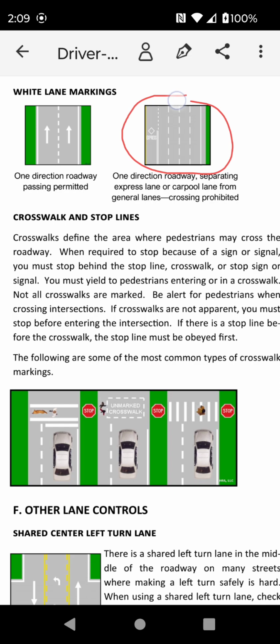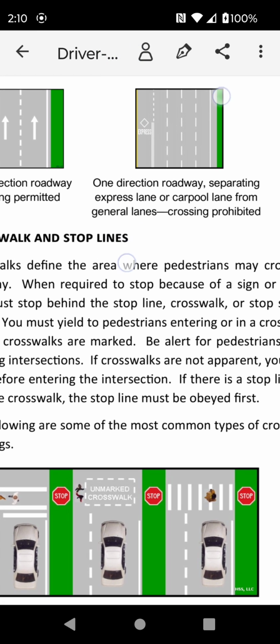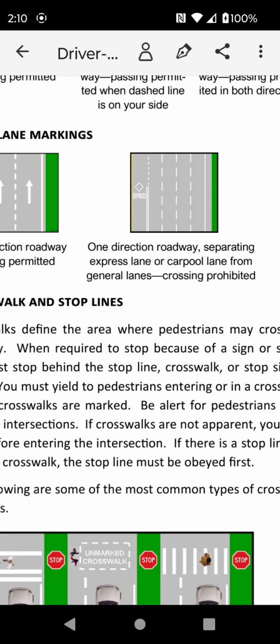Now for this right box right here, we're going to discuss this one. This is one direction roadway, separating express lane or carpool lane from general lanes. Do you see, here, let me zoom in a little. Do you see right here where it says express lane? Yeah, that's for if you can either pay the state a fee and ride in it, you know, in whatever vehicle you want to ride in it, right?